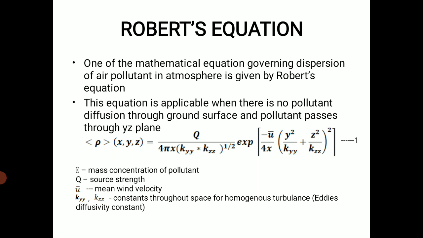So this equation is known as Robert's equation, and this equation is applicable when there is no pollutant concentration in the ground level and the pollutant is dispersed in the YZ plane. Okay, and here rho is the mass concentration of pollutant, q is the source strength, then kyy and kzz are the diffusion coefficients or the spreading coefficients or the diffusion constants for homogeneous turbulence. And here u bar is the mean wind velocity.